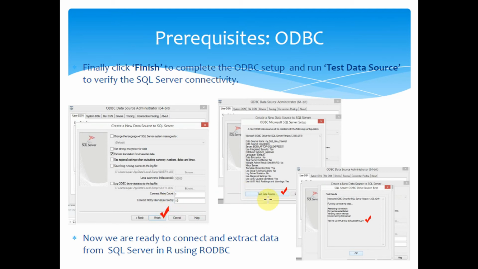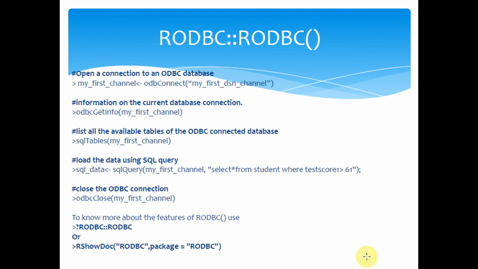Now, we are ready to connect and extract the data from SQL Server in R using ODBC. Let's open a connection to an ODBC database using odbcConnect. Type odbcConnect, then the DSN name that we just created, and hit Enter. Our connection is saved in the myFirstChannel R object. To get information about the database, type odbcGetInfo(myFirstChannel). To list all the available tables in the ODBC-connected database, type sqlTables with the connection.